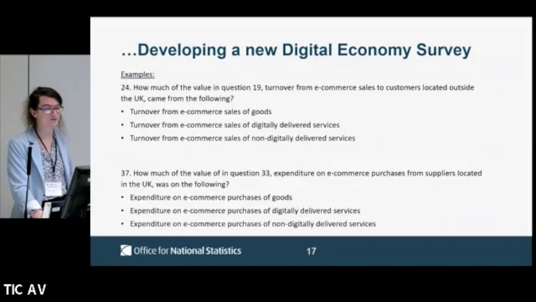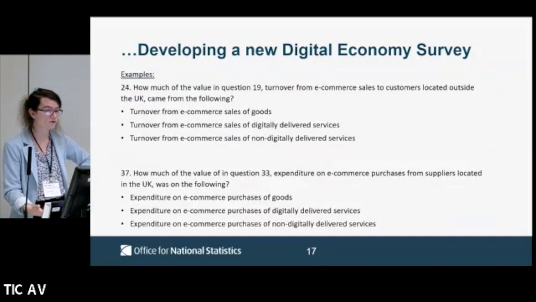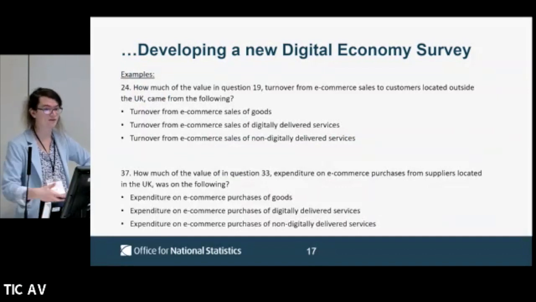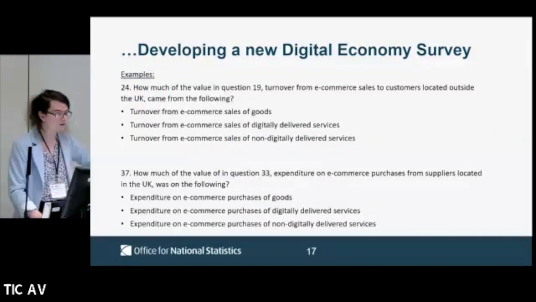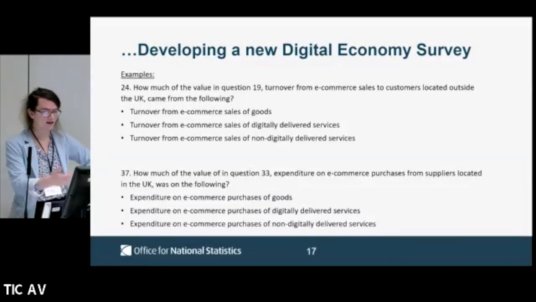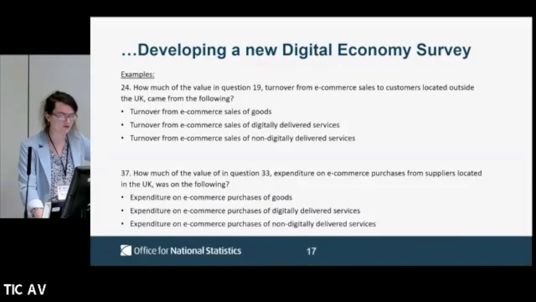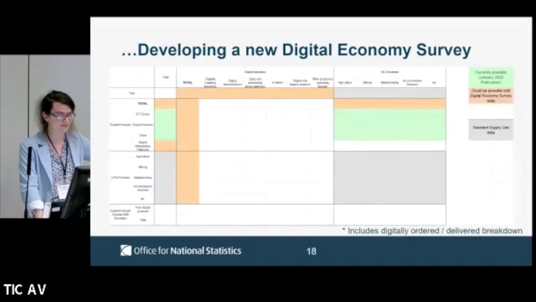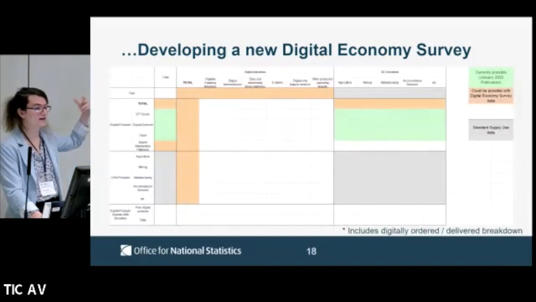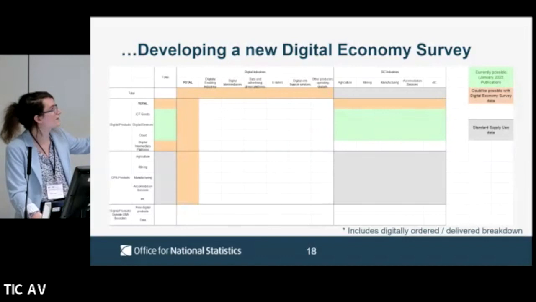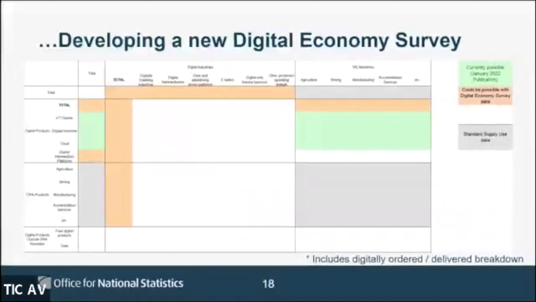So question 24 of the survey, for example, is going to ask people for the turnover from e-commerce sales to customers located outside the UK, breaking that down, and then other information, for example, about the purchases of goods. And so that's going to enable us to produce data on these orange areas. So you can see that we can start having information about those digital industries, as well as populating the full array of digital products.